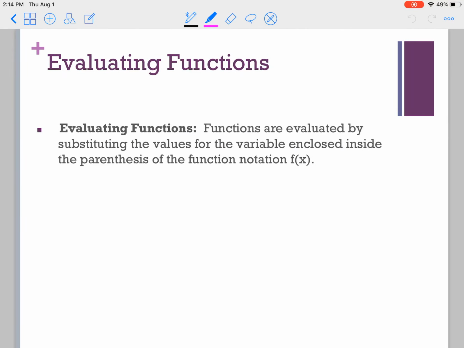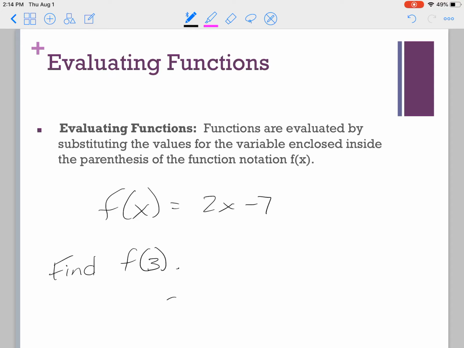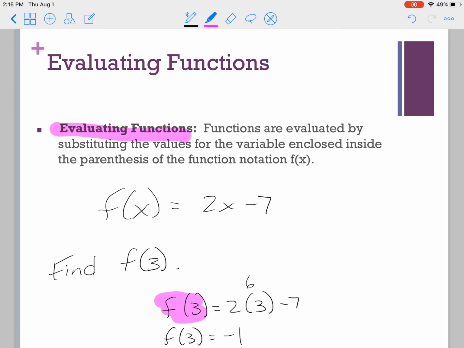So in other words, if they say f of x equals 2x minus 7, and then they say find f of 3, all that means is you're going to take the 3 and replace it anywhere you see an x. And this over here, this stuff is just fluff. That doesn't mean anything to you. Remember, that's the same thing as y. So we're just going to recopy that, and then we're going to do this work. 2 times 3 is 6. 6 take away 7 is negative 1. So that's what they mean when they talk about evaluating functions.